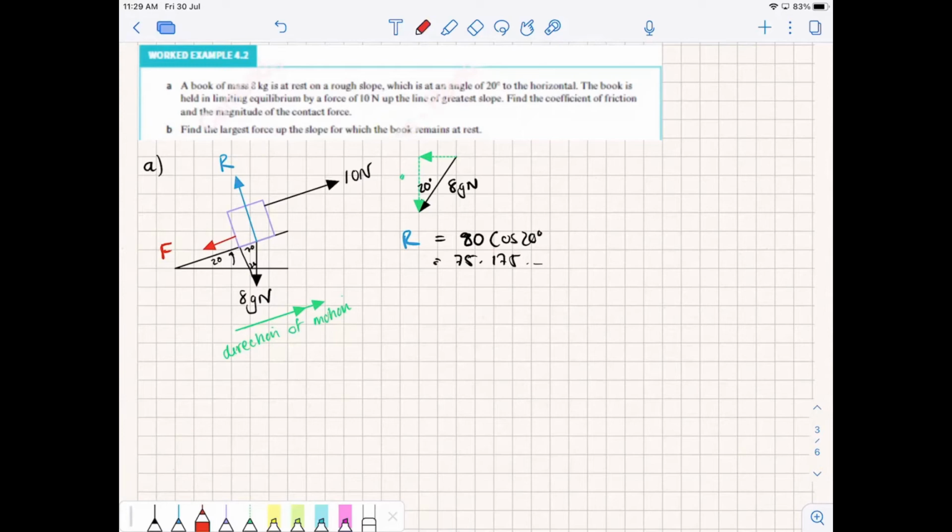So based on what we've assumed, we're saying that the friction force and this horizontal component here, this force here, that's the opposite side from 20 degrees. So it's going to be 80 sine 20 degrees. That must be equal to the force acting in the opposite direction. Again, because this object is in equilibrium. It's on limiting equilibrium. It's like just on the verge of moving, but it's not moving. And this is 10 newtons.